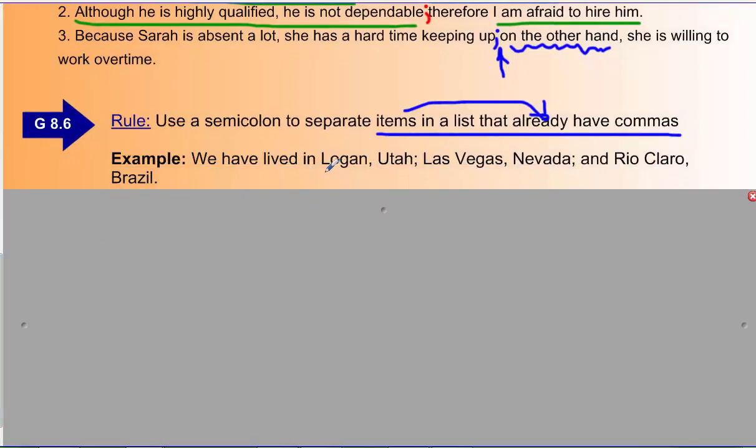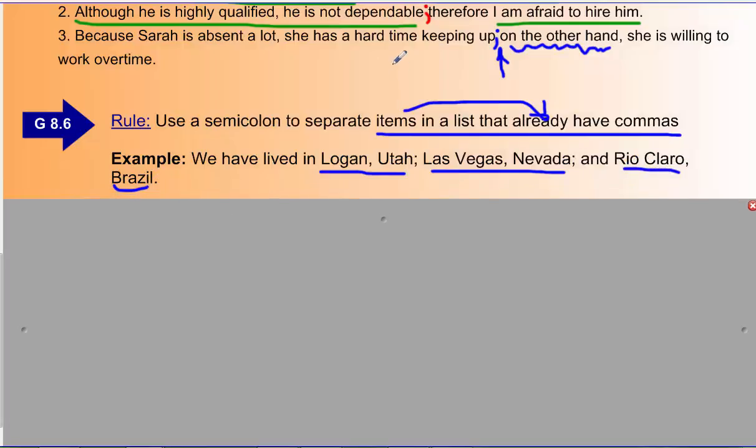When I think about things like city and state, they have a comma in them already. And I want to make sure that I see that this is 3 separate places, not 6 places where we have lived. I don't want to think that I've lived in Logan and Utah and Las Vegas and Nevada and Rio Claro and Brazil. It's not 6 places I've lived. I've only lived in 3. Okay? So Logan is in Utah.